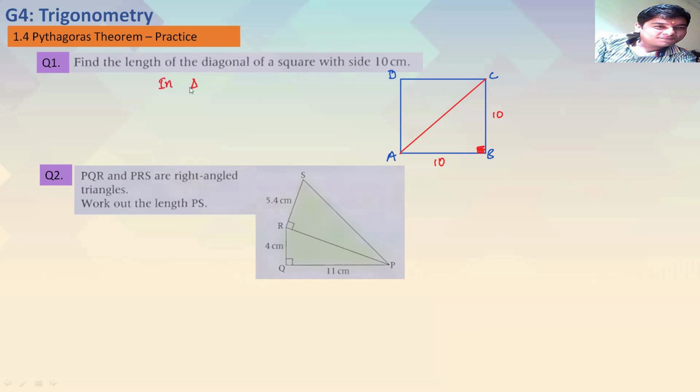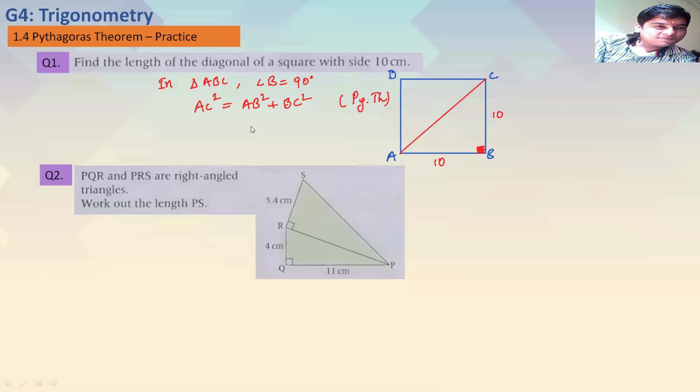In triangle ABC, we have angle B equal to 90 degrees. So, like you said, AC squared would be equal to AB squared plus BC squared. Any doubts in this? No. This is the very theorem, Pythagoras theorem.